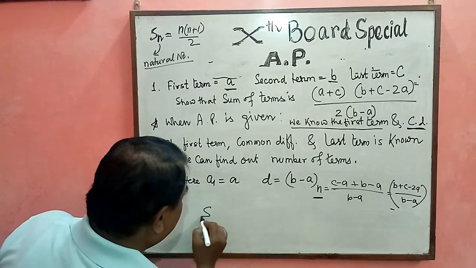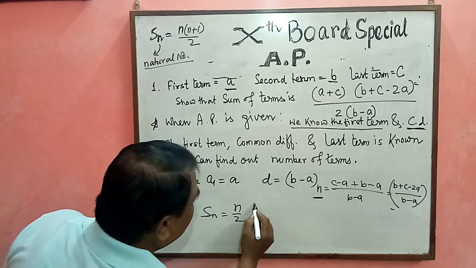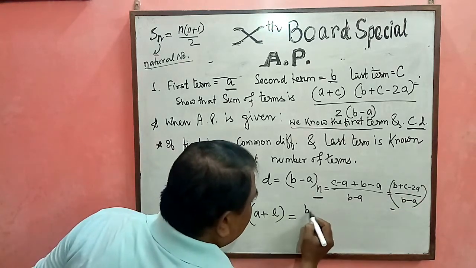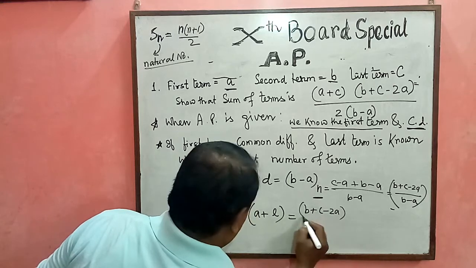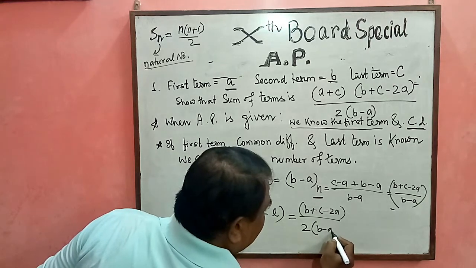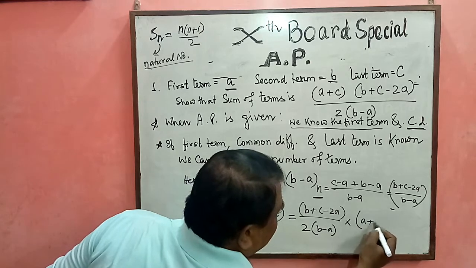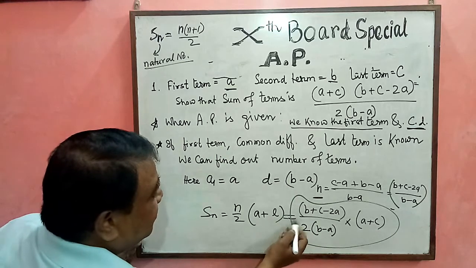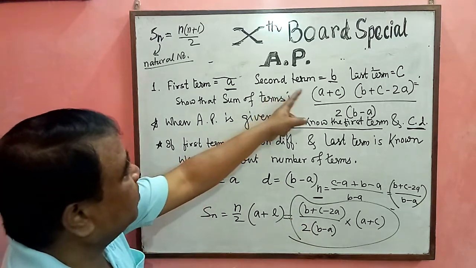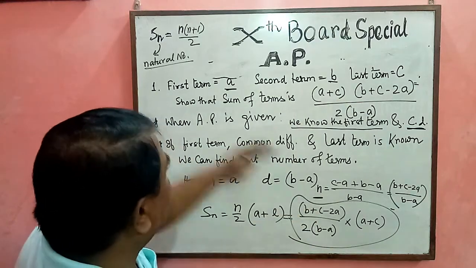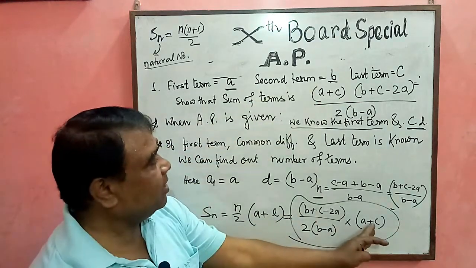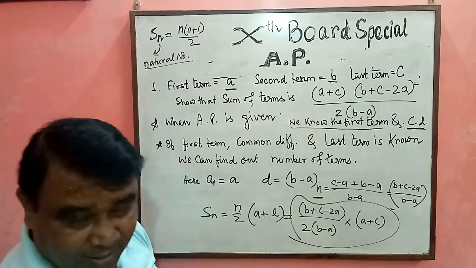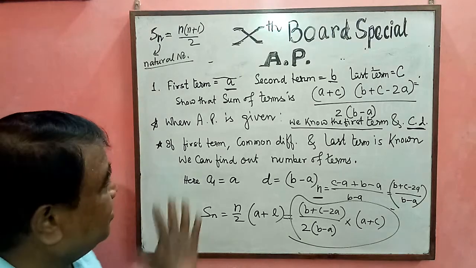Here Sn is equal to n upon 2 into (A plus L). n is B plus C minus 2A upon B minus A. This 2 is already here, B minus A will come here, into A plus last term C. So we have the proof. If the first term A, second term B, and last term C are known, then the sum of these terms will be (A plus C) into (B plus C minus 2A) upon 2 into (B minus A). Very good. This way we will progress.